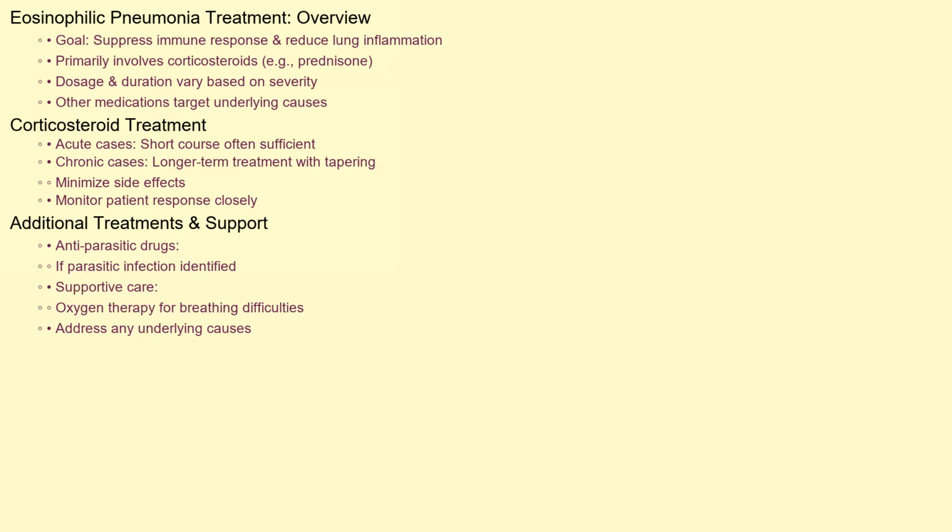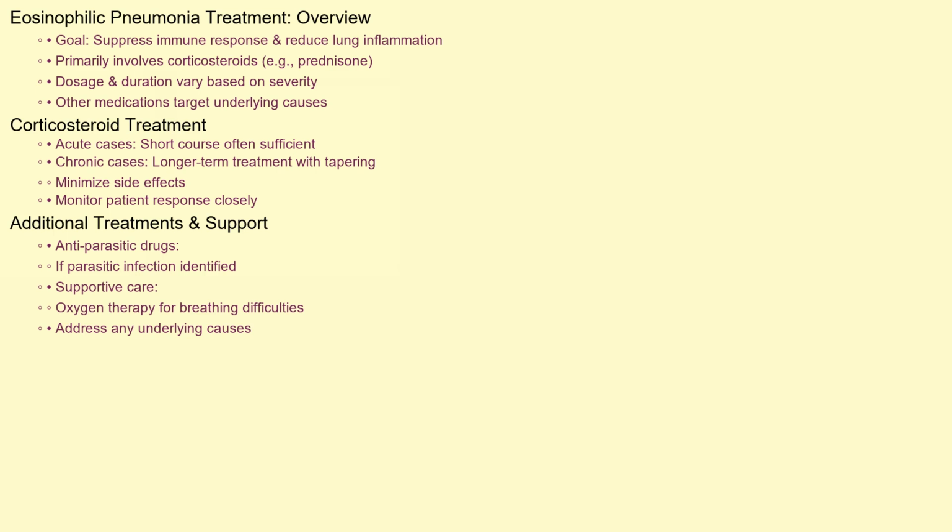Treatment for eosinophilic pneumonia typically involves corticosteroids, such as prednisone. Corticosteroids help to suppress the immune response and reduce inflammation in the lungs. The dosage and duration of treatment depend on the severity of the condition. In acute cases, a short course of corticosteroids may be sufficient. Chronic cases often require longer-term treatment, with gradual tapering of the medication to minimize side effects.